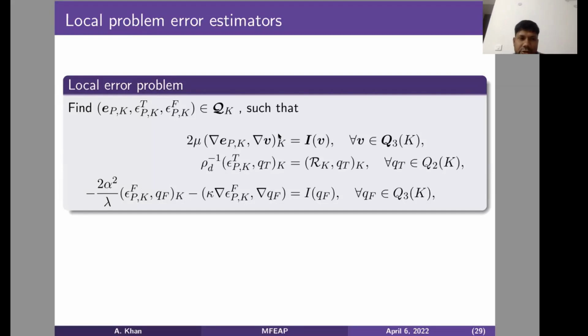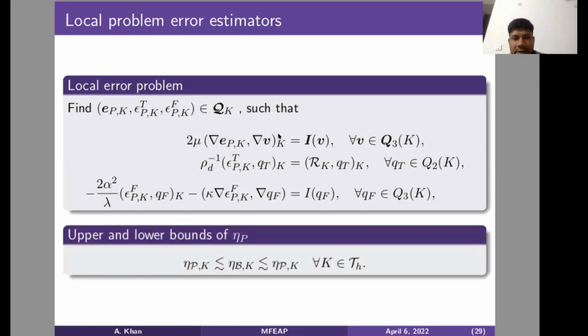And then the next question, whatever we are computing, is it reliable, efficient, and robust? So now we have two things. Either we'll try to make a relation with the error, or we can try to make a relation with our estimator, either with the residual estimator or the Biot local error estimator. So we'll derive upper and lower bounds with our Biot error estimator, which ensure that our Poisson error estimator is reliable as well as efficient.